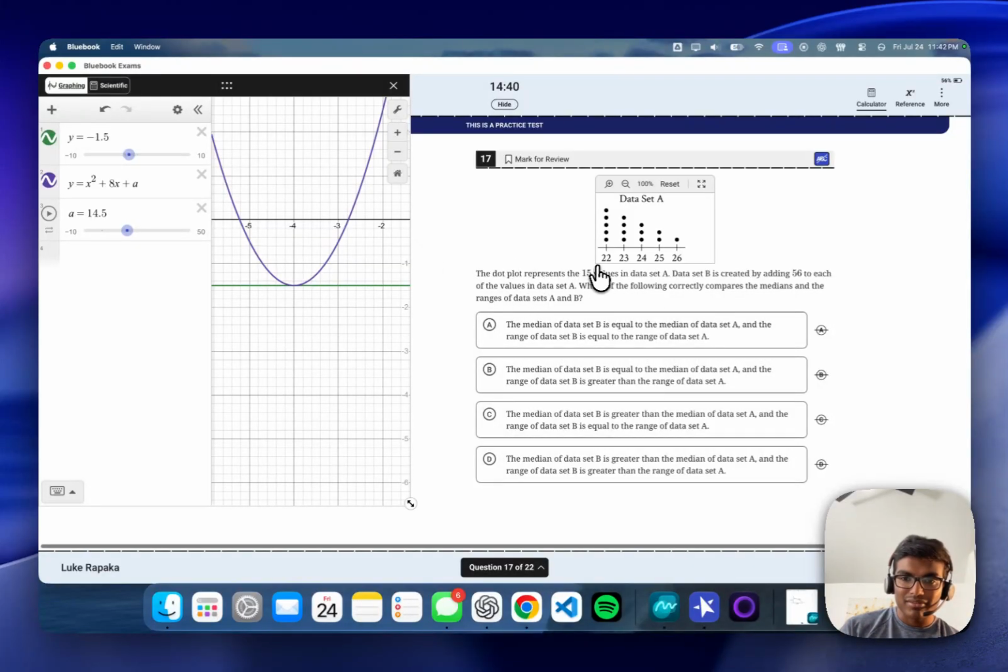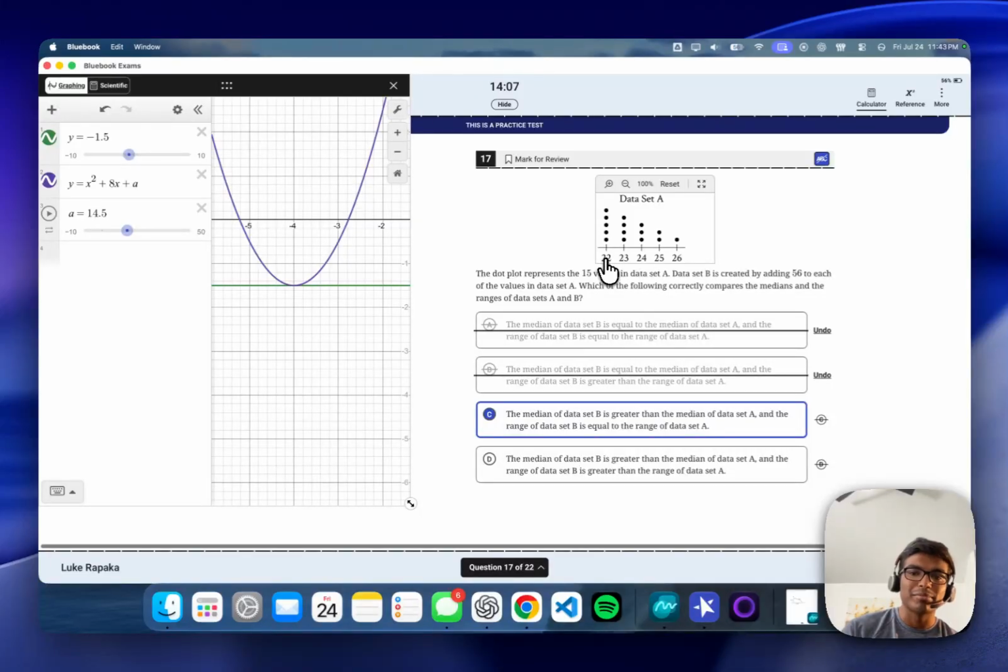Data plot represents 15 values. Dataset A, dataset B is created by adding 56. Which of the following compares the median and the range? Okay, so if you're adding 56 to each of these values, median is obviously going to go up, right? This is going to be like 60. So median of dataset B can't be equal, it's got to be greater. And the range has to be equal because you're just bringing the bottom up by 56, bringing the top up by 56, same thing. So it's the same range.